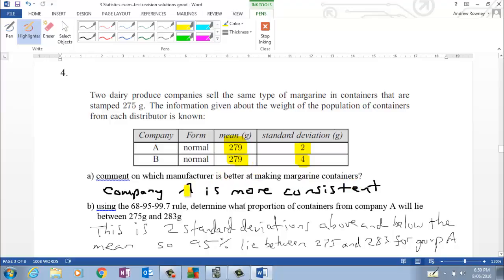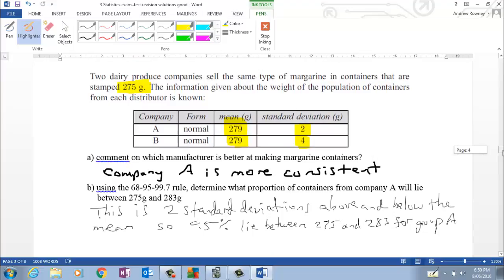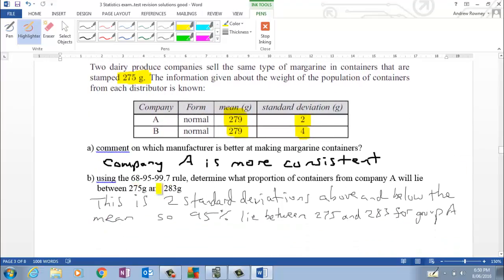So company A is more consistent. However, if you look at what's stamped on it, it's 275. Company B is going to have a lot more which are closer to the stamped value of 275. So you could go either way as long as you justify it. Using the 68, 95, 99 rule, determine what proportion from company A will lie between these two values here.